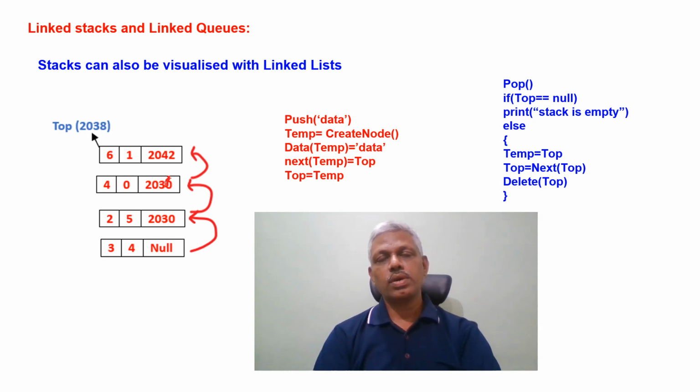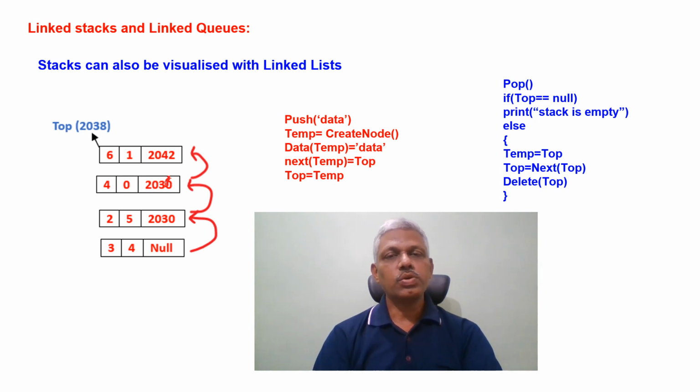So if we want to add a new node, or if we want to push data into the stack, we will create a new node and add it to the existing head. So if we want to push data, we need to create a node here in this case, and temp is equal to new, create node. We create a temporary node, and data is kept in the temp. So data of temp is equal to data to be inserted, and next of temp is equal to top.